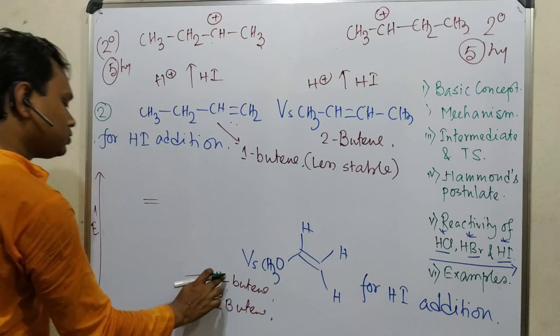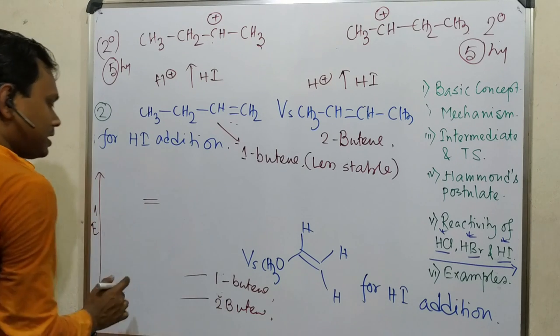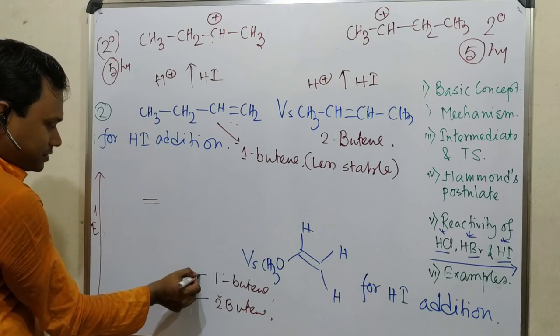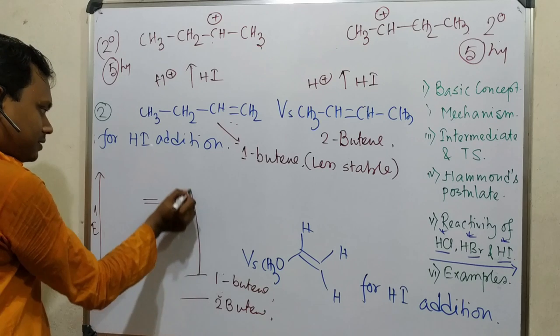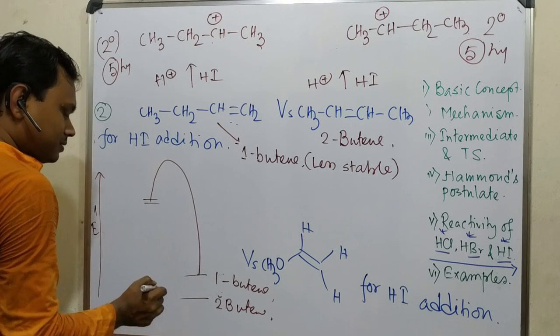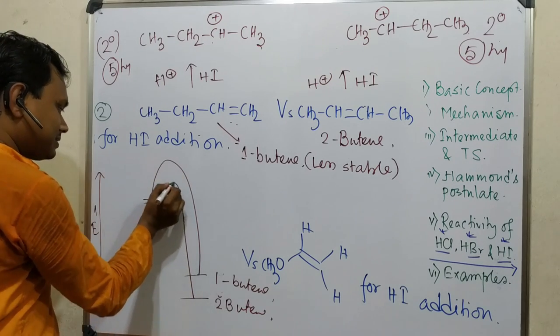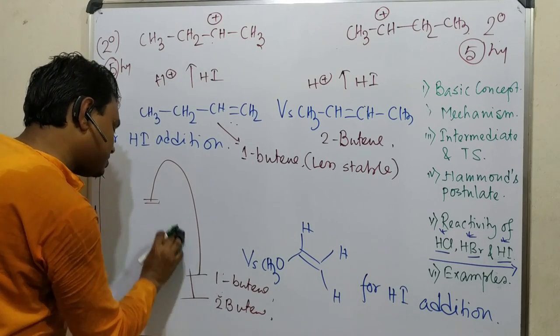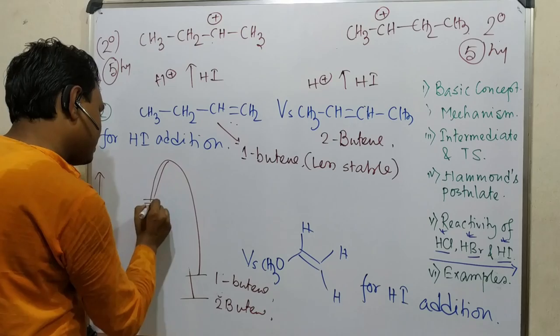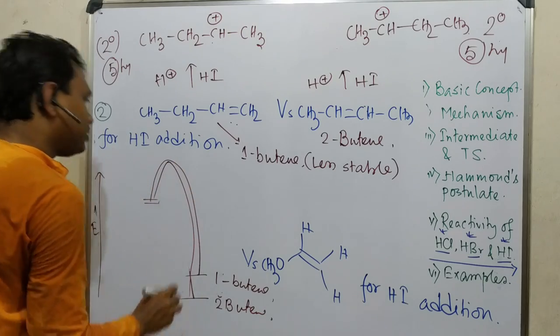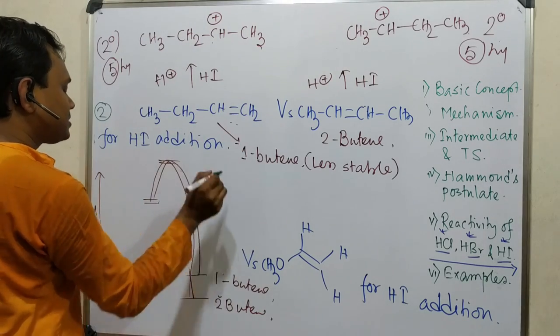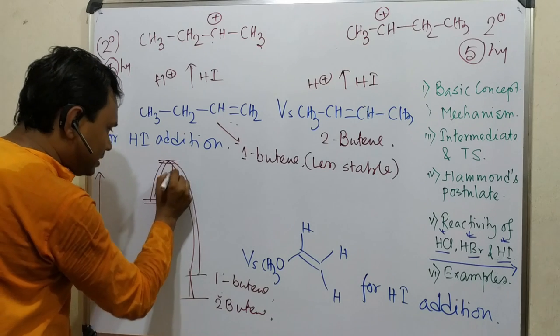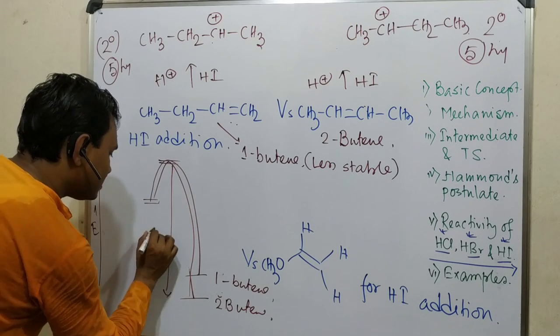Now, fine. This is 1-butene. This is 2-butene. Okay. Now, see the energy of activation. This is and this is. So, the transition state will be almost similar here because of similar stability. So, now see these delta E values.